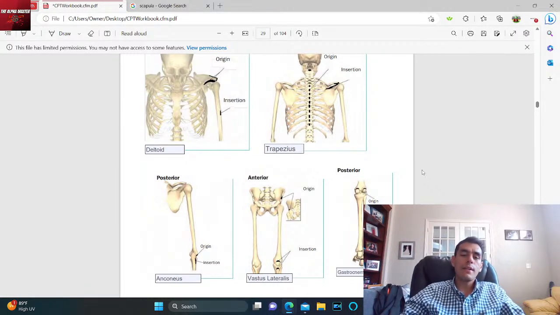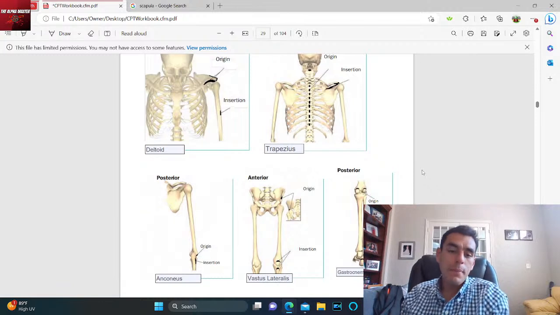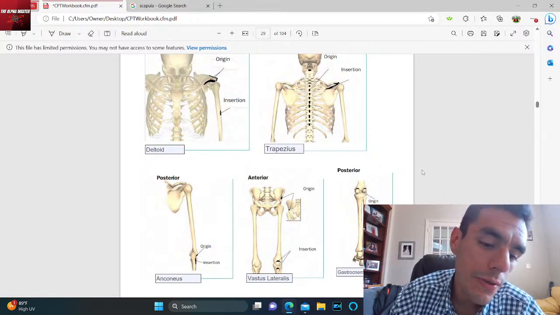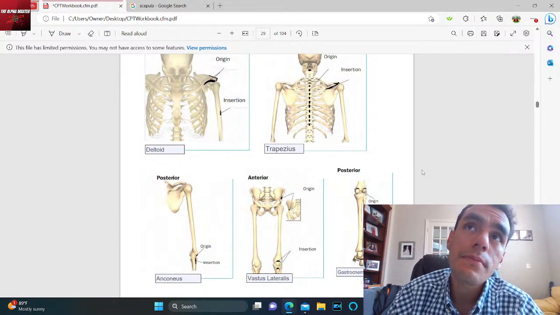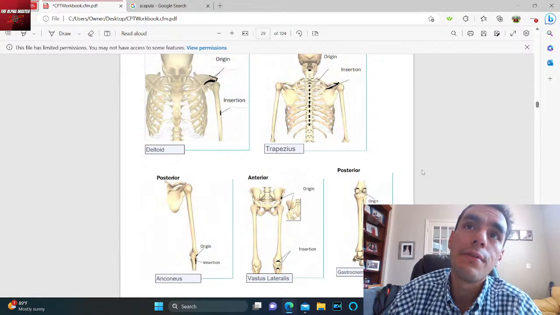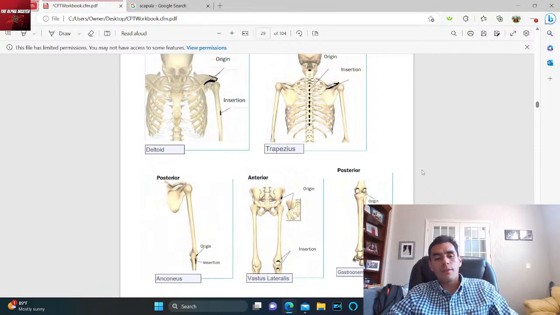Now here you have other muscles like the anconeus. For the posterior side of the anconeus, which is going to be in the leg, the origin is going to be in the posterior side of the patella, and the insertion is going to be a little bit further down into the ulna slash radius of the patella. So that's for the anconeus, around the patella.